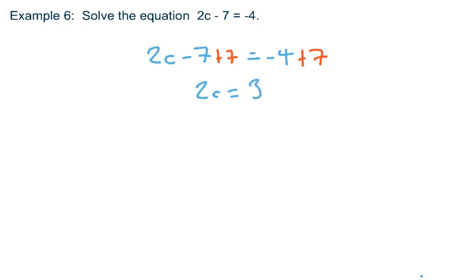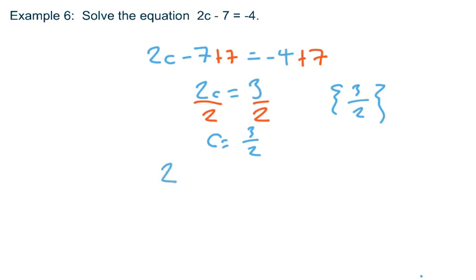To solve for c, c is currently multiplied by 2. To get rid of something multiplied, you divide. And I wanted to do one example where the answer turned out to be a fraction, just to avoid leaving you with the impression that answers are always whole numbers. My solution set here is 3/2. We better check that one.